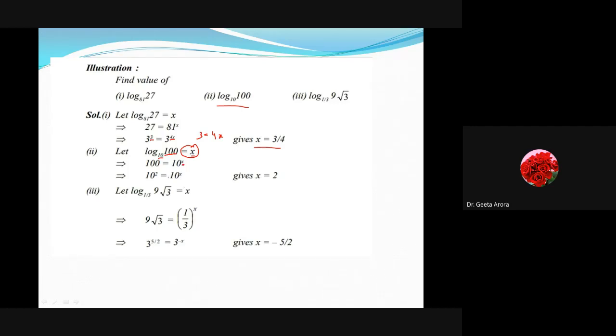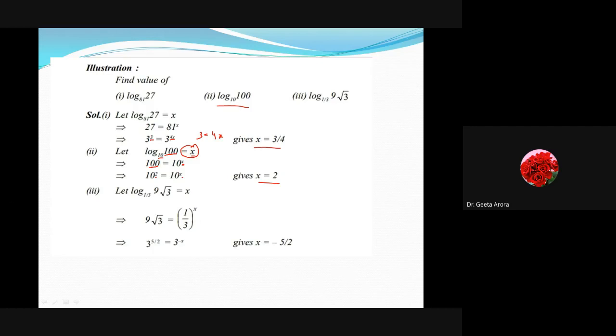So we know 10 square is 100. It means we can write 2 is equal to x. You can do it directly: this is 10 raised to power 2, which should be equal to 10 raised to power x. So it means x is equal to 2. So this is the answer. Hope you are getting it. Let's go to the third one.